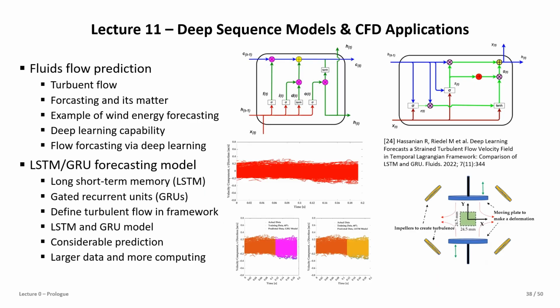Then we will continue to lecture 11 regarding deep sequential models and their application in CFD. As we mentioned, in fluid dynamics most flow is turbulent, and turbulence is an unsolved problem. In recent years, since deep learning and artificial intelligence are developing in many areas, there is a lot of interest in using this capability in fluid dynamics, especially in turbulent flow.